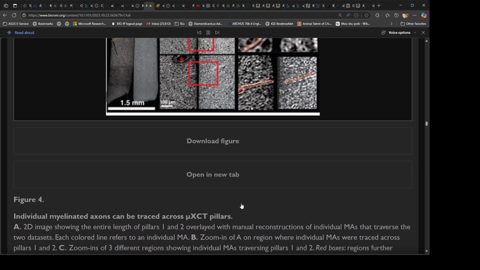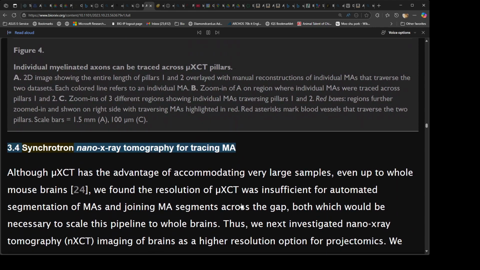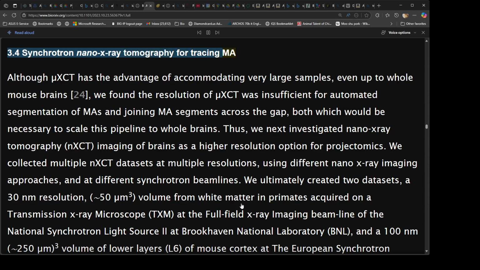3.4 Synchrotron nano X-ray tomography for tracing MAs. Although XCT has the advantage of accommodating very large samples, even up to whole mouse brains, we found the resolution of XCT was insufficient for automated segmentation of MAs and joining MA segments across the gap, both of which would be necessary to scale this pipeline to whole brains. Thus, we next investigated nano X-ray tomography, NXCT, imaging of brains as a higher resolution option for projectomics.